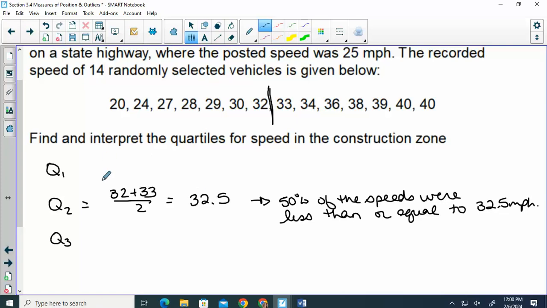Okay, so then quartile 1 is really just the median of the lower set. So here's the bottom half. If I asked you to find the median of that half, what would it be? The middle number. So that 28 is my first quartile. What does that mean if I asked you to interpret it? 25% were less than or equal to 28.